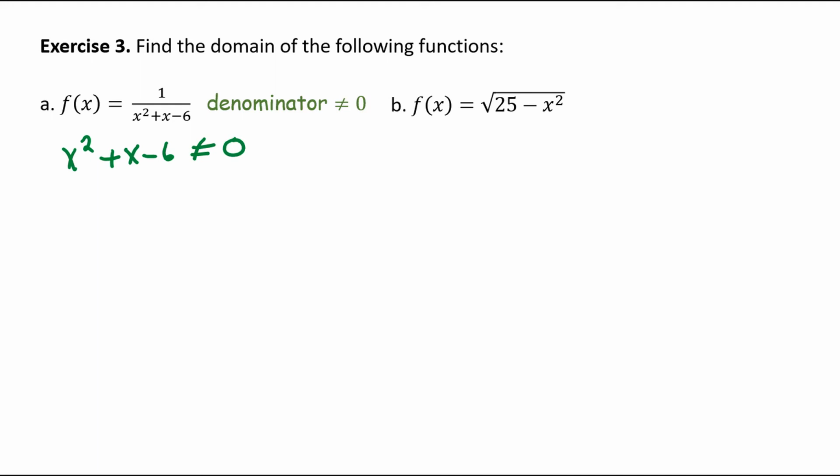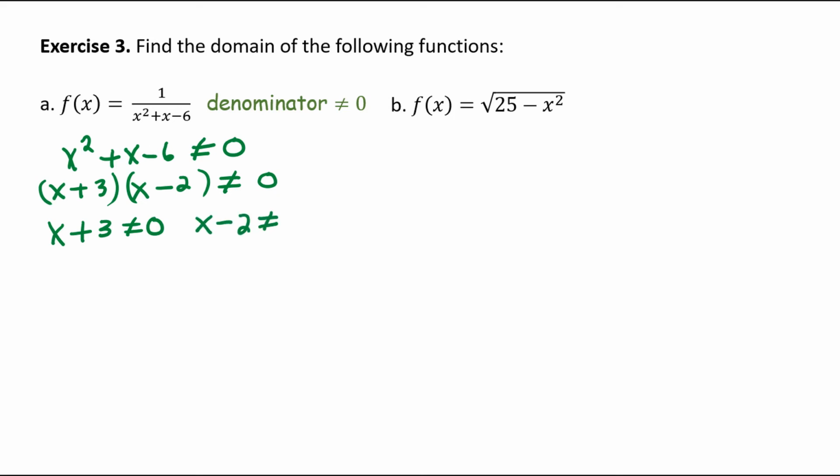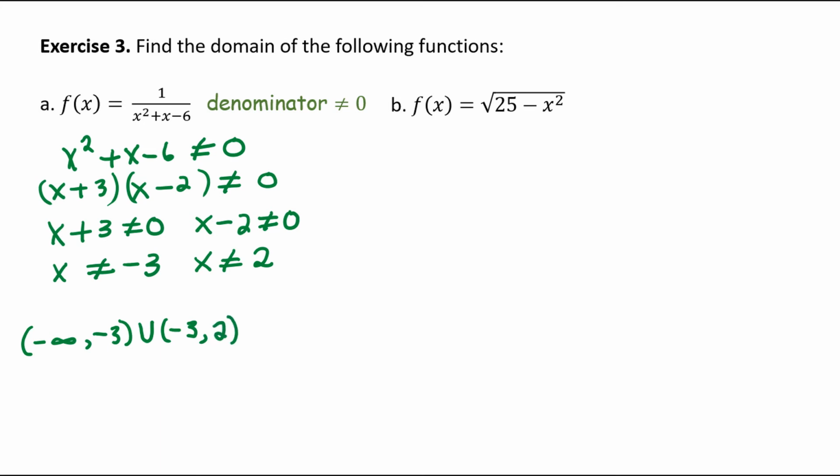This quadratic factors nicely into a product of two binomials, which are x plus 3 quantity times x minus 2 quantity, still not equal to 0. Using the zero product property, we set each of the binomials. So we have x plus 3 not equal to 0 and x minus 2 not equal to 0. Simplifying further, we learn that x cannot be negative 3, nor can x be equal to positive 2. We express our answers in interval notation, so this will be expressed as negative infinity to negative 3, union negative 3, comma 2, union 2, comma infinity.